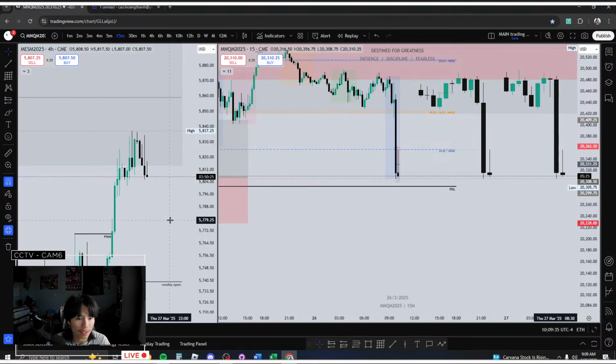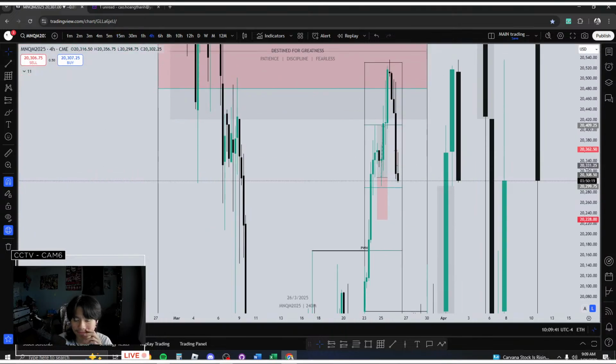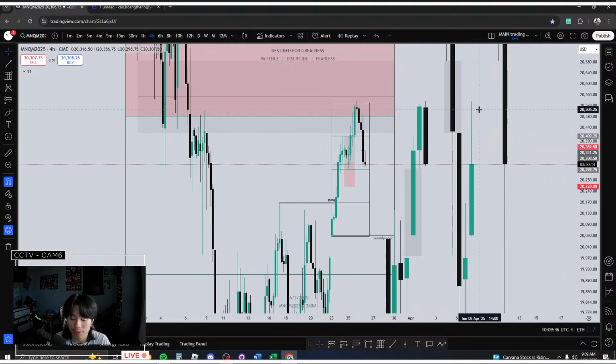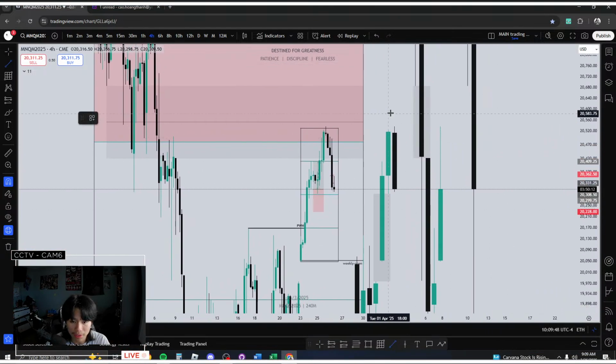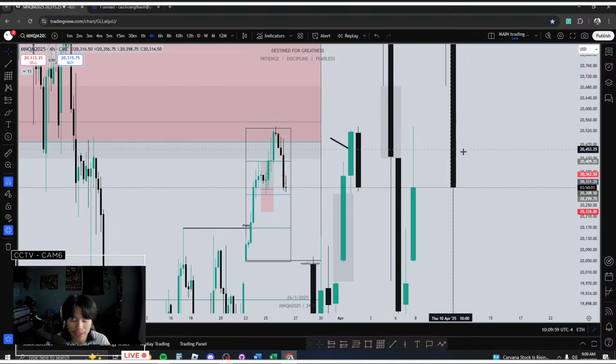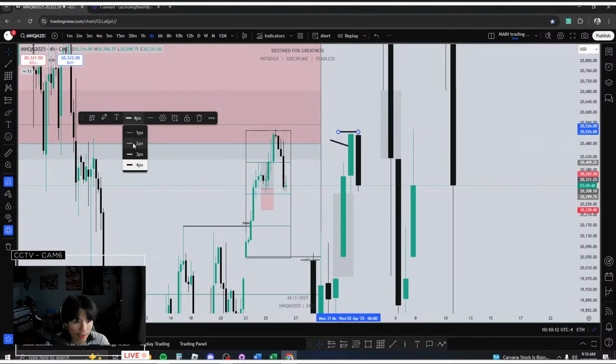Coming into this morning, I have a neutral bias. Our daily objective here: this is the daily candle that was created yesterday, and based on that daily candle, I was anticipating for prices to take out previous day high, and previous day high being this mark right here.